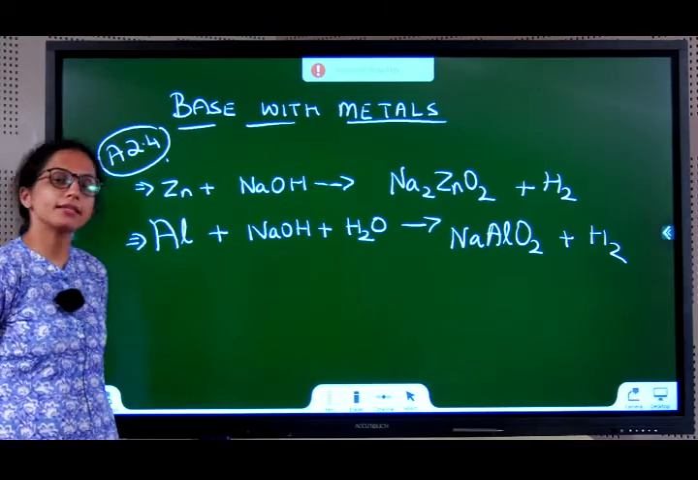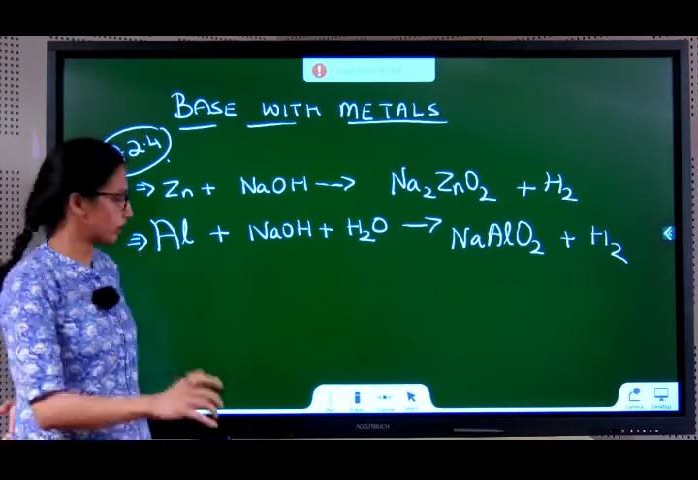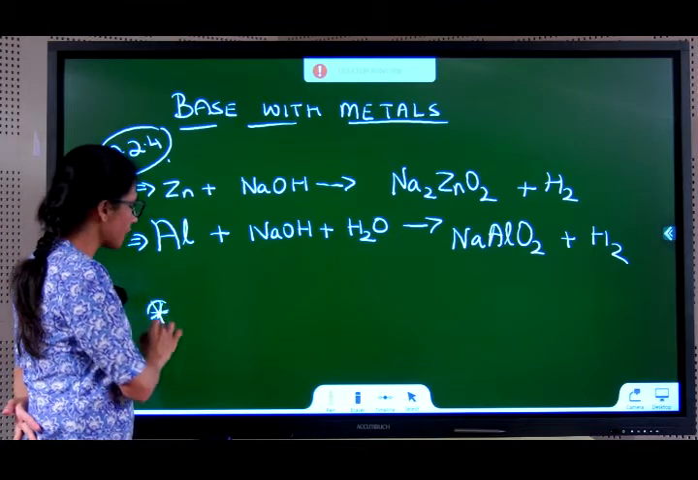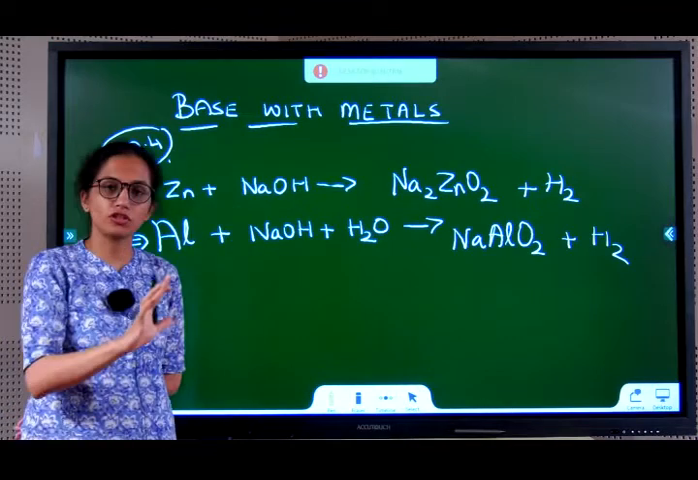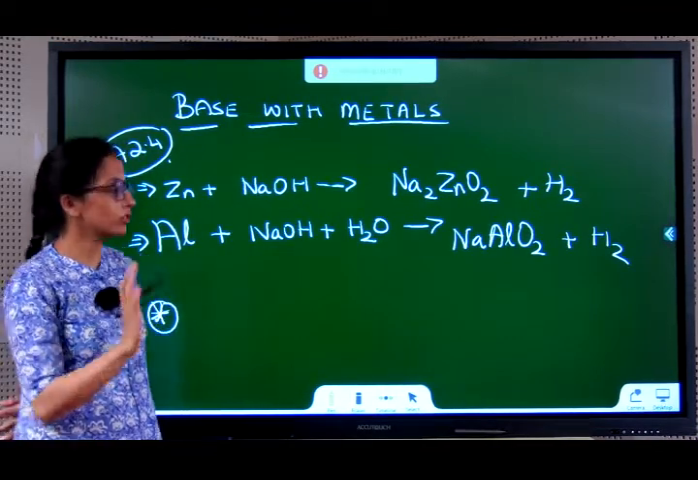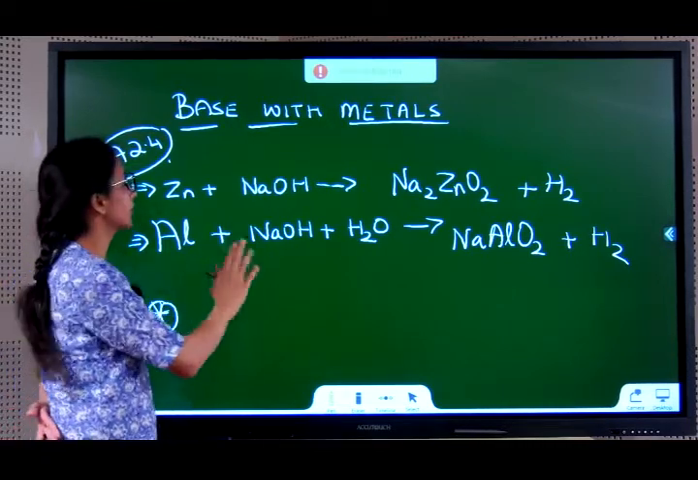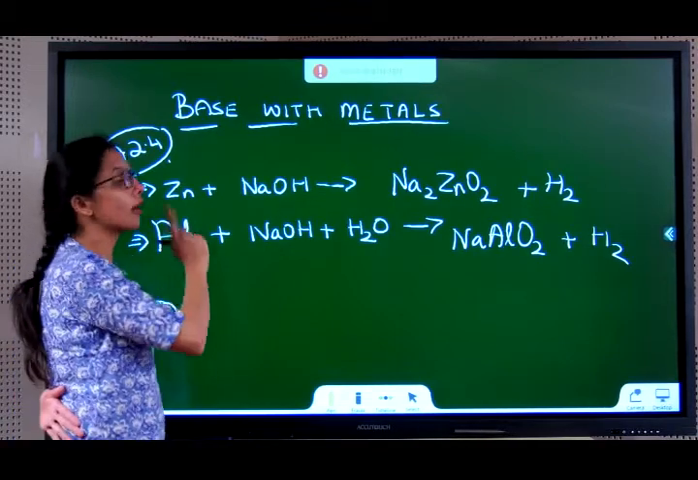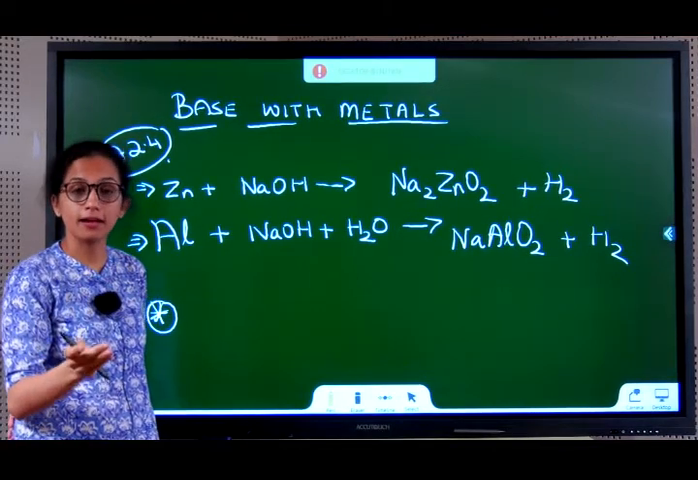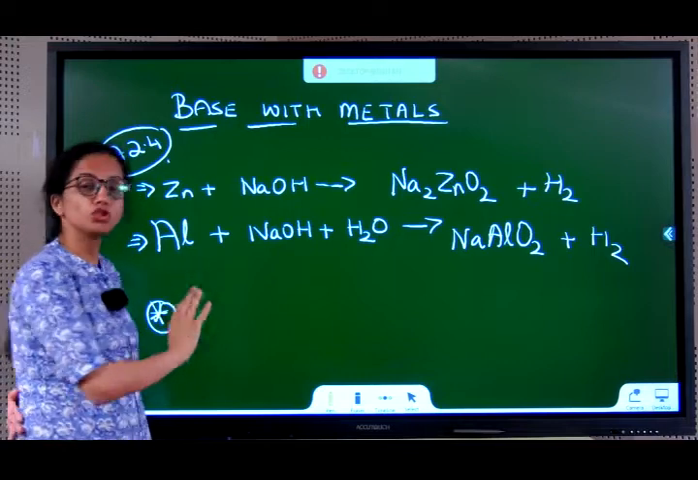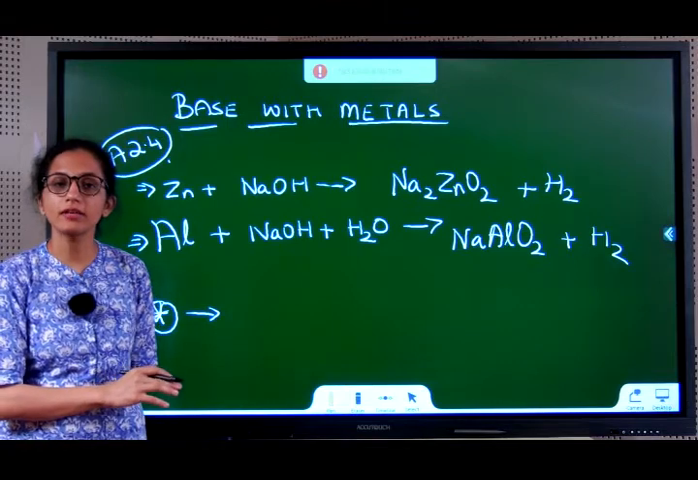Two things to understand here. Does this happen with all kinds of salts? No. All kinds of metals? No. So there's a point to be noted here. All metals do not react with bases to give out hydrogen gas. These are the only two reactions that you study. You don't study the other reactions. According to our knowledge until now, all metals do not react with bases to give out hydrogen gas. So you cannot generalize this, like how we generalized it for acids, saying metal plus acid gives salt plus hydrogen gas. You cannot generalize the statement here. So you can put a note: all metals do not react the same way with bases.